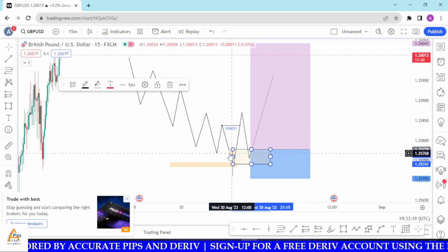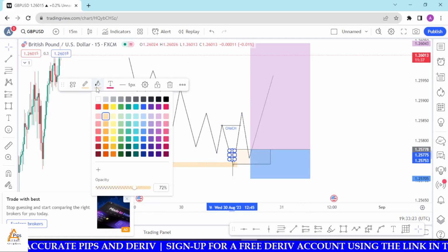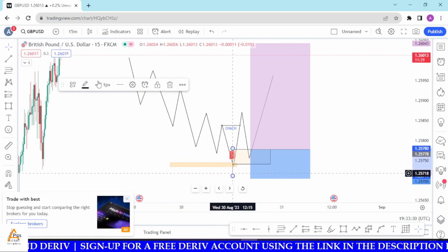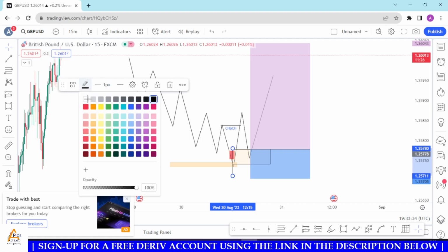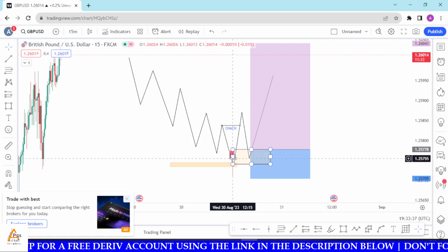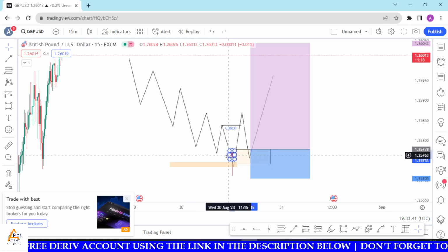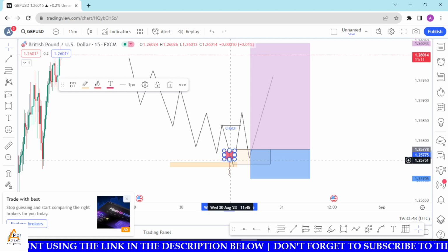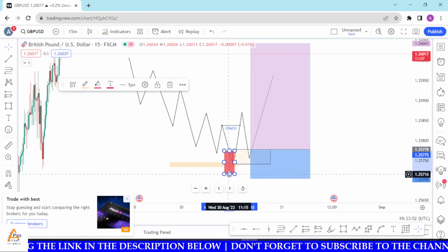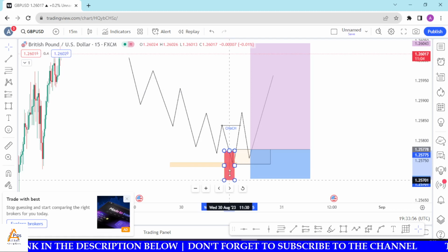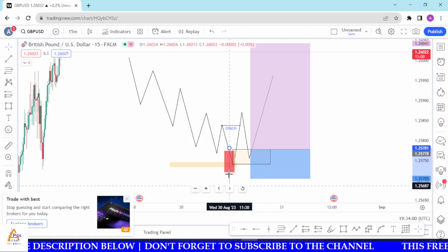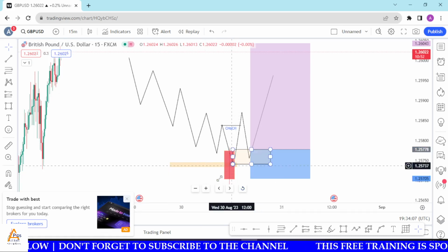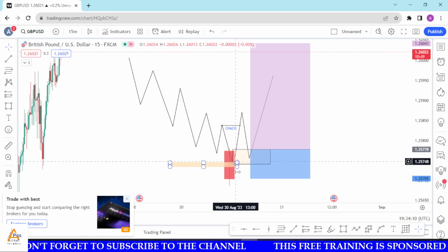Now, the second type, where you need inducement confirmation before making your entry, let me change this color. It is here. Let's say a candle breaks the previous day's high or low, and then the body of the candle closes below. So in this case, closes below. With this type of formation, we will look for inducement.